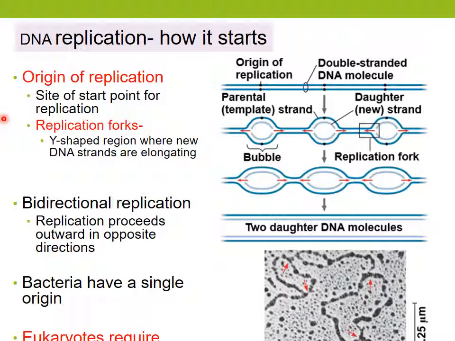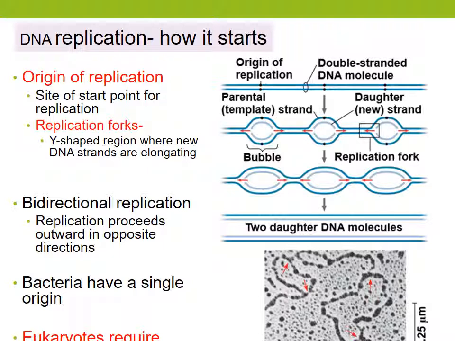So when the origin of replication is identified, what will happen then, we'll see, is that at the origin, as the DNA unwinds a bit, you form this replication bubble, and there's a Y-shaped part to this, as you can see, on each side, and that is called a replication fork. This Y-shaped area around the bubble is where new DNA strands are elongating.